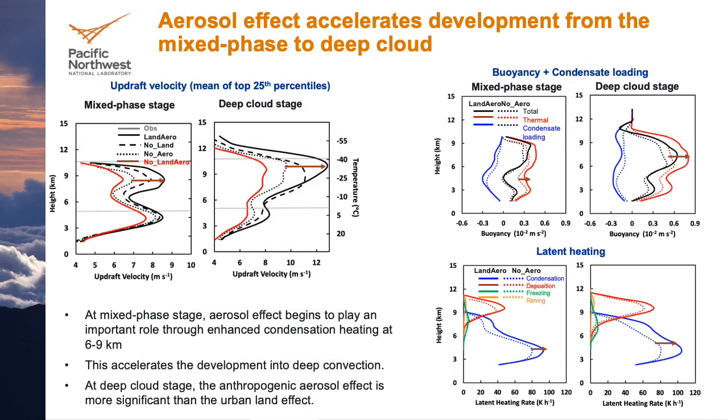After the clouds develop to mixed phase stage, aerosol effect becomes evident only through the enhanced condensation heating at 6 to 9 km, which accelerates the development of storm from the mixed phase cloud to deep clouds. At the deep cloud stage, the anthropogenic aerosol is more significant than the urban land effect.